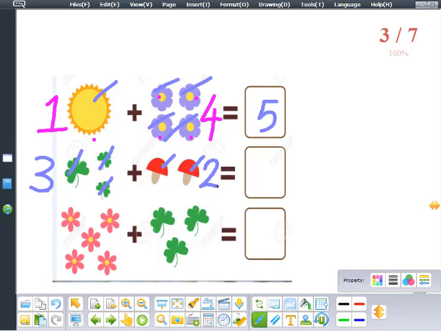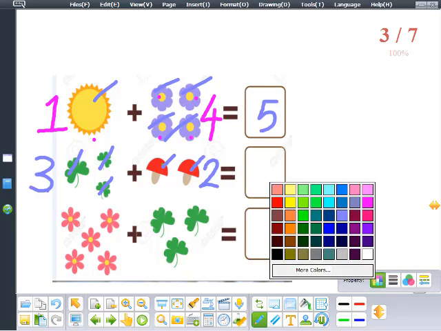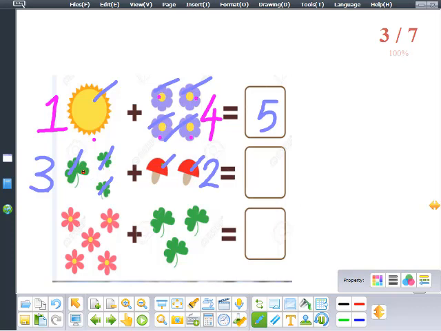Here we have 3 plus 2. How many all of them? Here we have 3: 1, 2, 3. And here we have 2. Let's count all of them. 1, 2, 3, 4, 5. How many all of them? 5. Excellent. 3 plus 2 equals 5.